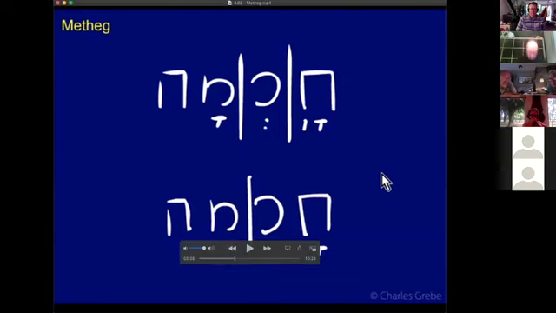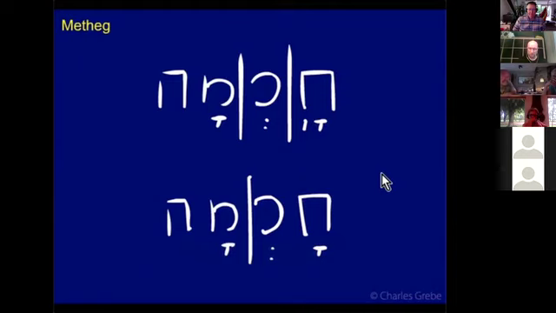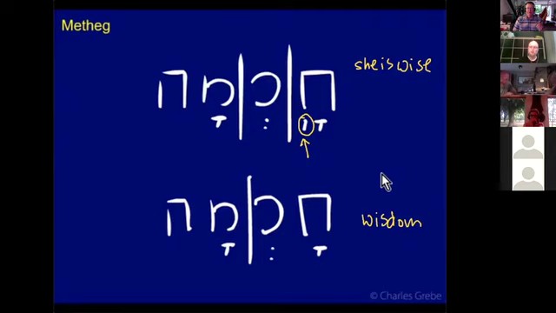If you remember, Can you hear me? Yes? Okay. This is an example. I hope this works. Where you can see there's this little signal, this metek changes the same word into a different meaning. Here it is, she is wise. And this means wisdom. So what you see is that this little symbol has a big function, a big influence on the word.